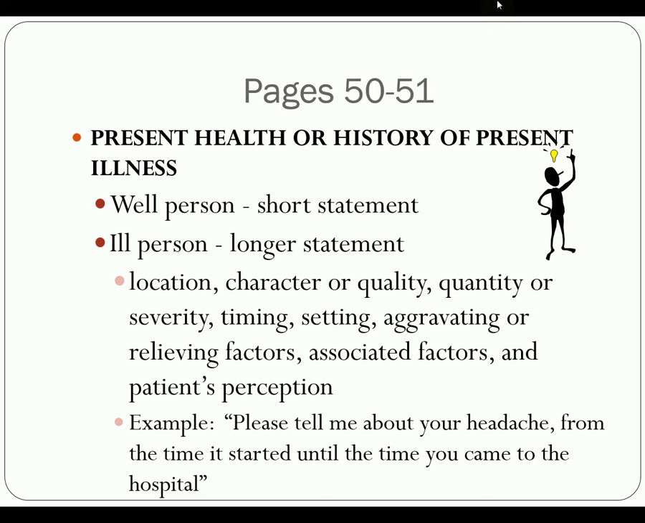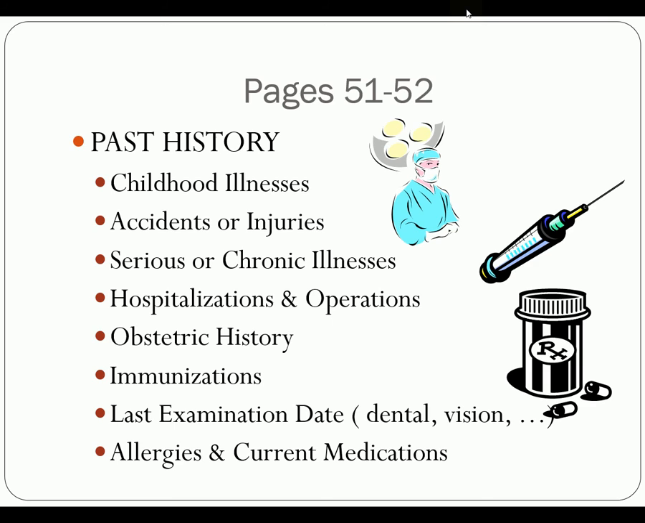And if you pick someone who's healthy, it should be short and sweet. All information that you put is confidential. This will not be shared with anyone or read by anyone else, so it's okay. Pages 51 and 52. This is their past history. And if we look on pages 51 through 52, you will follow this exactly like it is in the book.